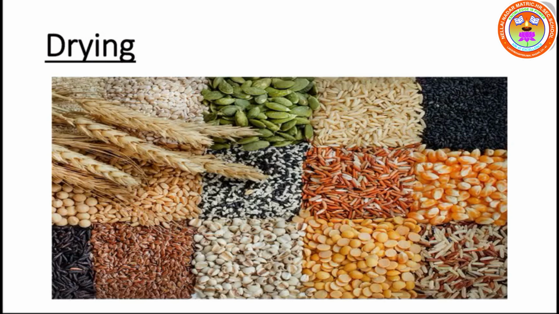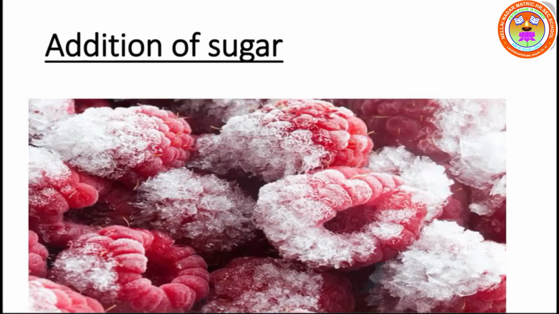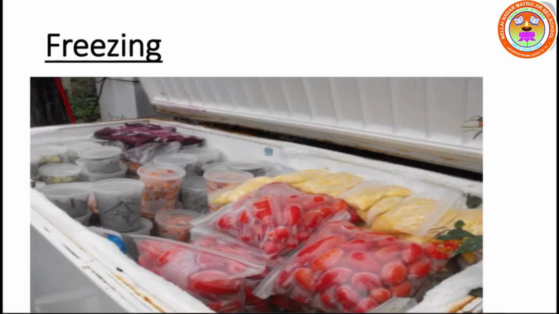First one, drying. It is the removal of water content from the food by drying it in the sunlight. Example, grains. Addition of salt. When salt is added to food, it removes the water from the food. Example, fish, pickles. Addition of sugar. When sugar is added to food, it dissolves in the water content of the food and preserves the food items from spoilage. Example, jam, fruit juice.